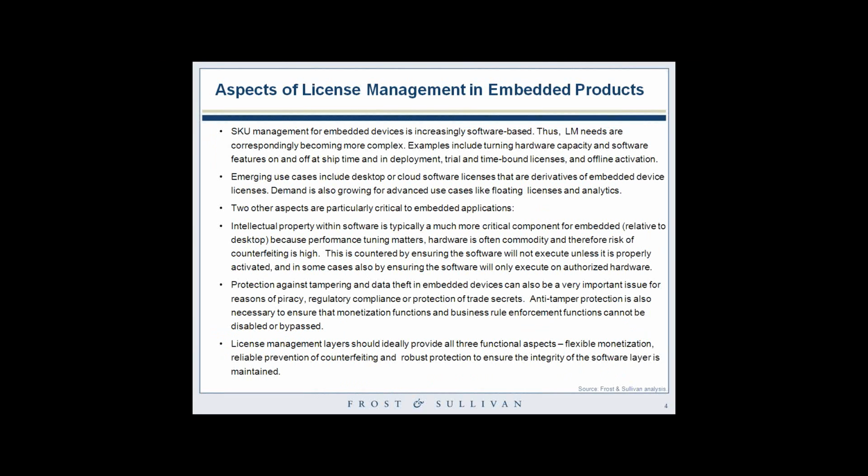The protection of intellectual property within the software layer is also very important. And as embedded software becomes easier to reverse engineer and tamper with, anti-tamper protection is also becoming more and more important in these embedded devices. Because otherwise, hackers can simply isolate the routines that enforce business rules and then disable them or bypass them. So when you're selecting a license management solution for your embedded products, it's very important to look at all three aspects: flexible monetization capability, but also anti-counterfeiting and anti-tamper measures to keep the product's integrity and safety intact.